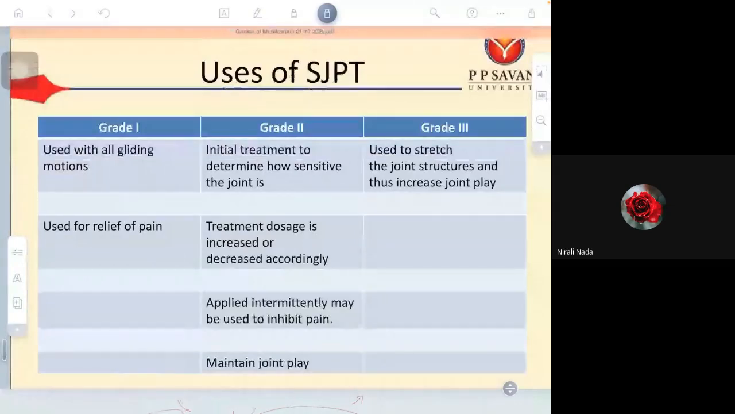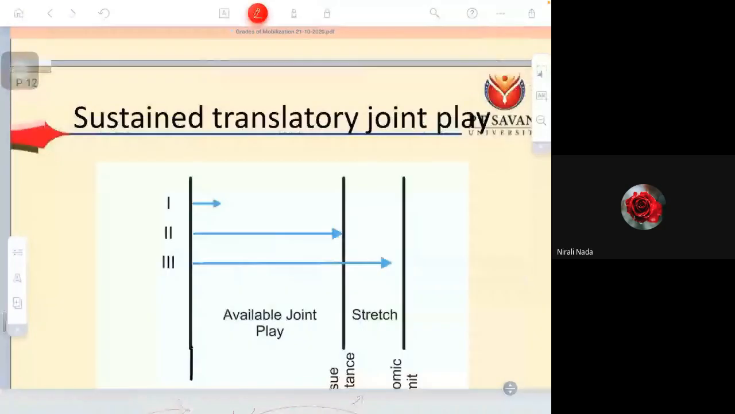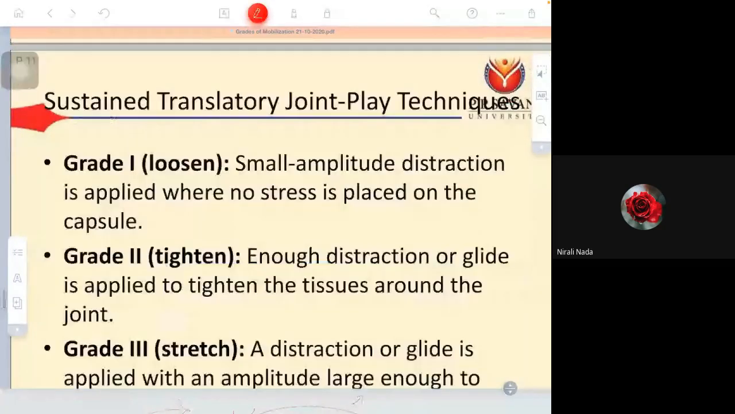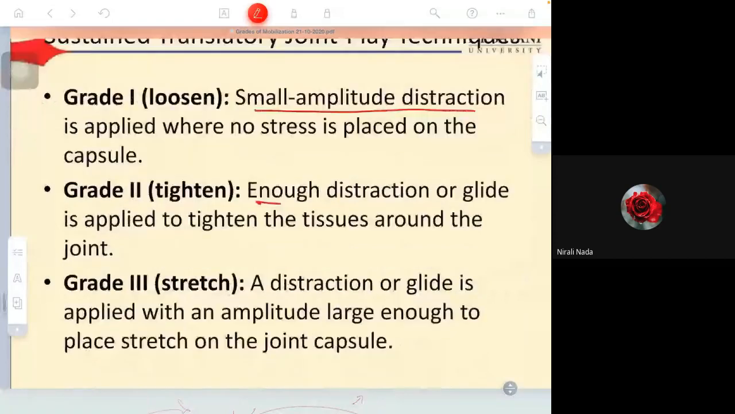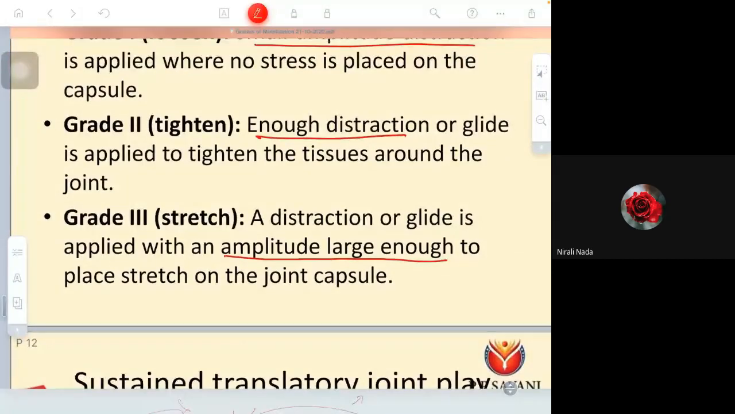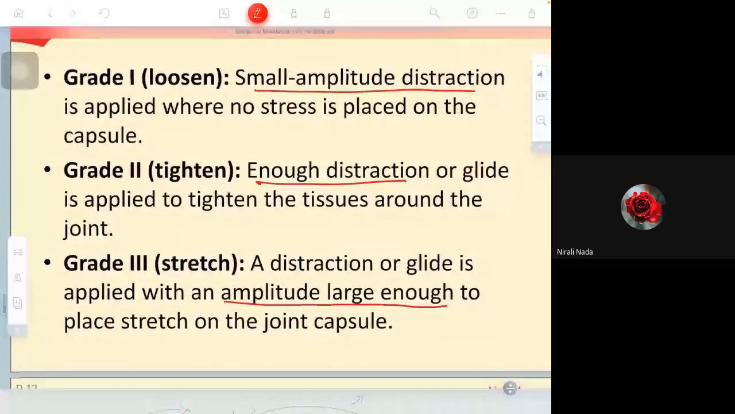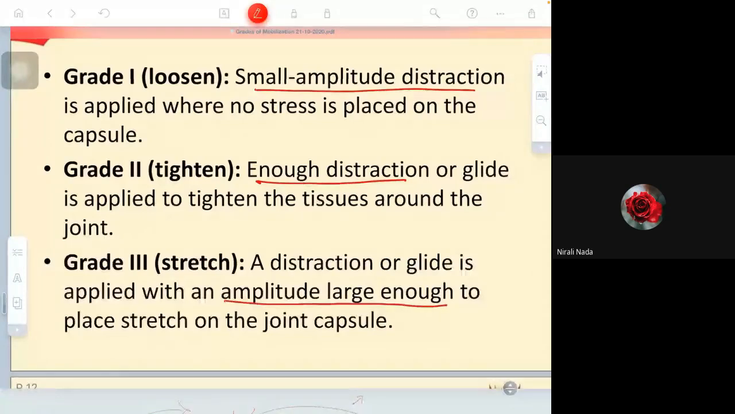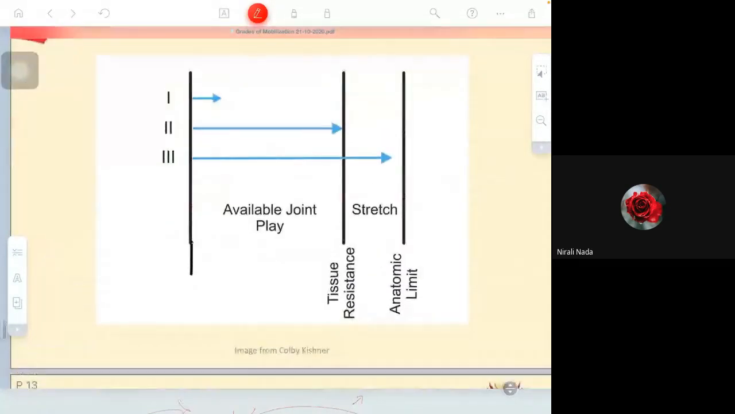You know only 3 grades are there here. Only 3 grades: small amplitude distraction, enough distraction, large enough distraction. We discussed only three grades are there. That is separation of the joint, distraction of the joint. All these things we discussed last class. So here grade 1 distraction is not stretching the capsule. Clear?